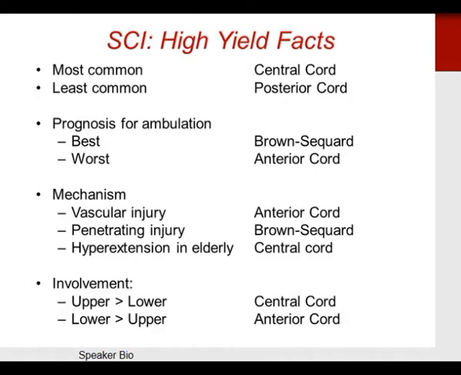If we think about it more in high-yield facts, we know that the most common injury is the central cord. The less common is the posterior cord. Remember that prognosis for ambulation is best with the Brown-Sequard cord. It's the worst with the anterior cord. If they give you a mechanism of vascular injury, think anterior cord. If they give you a penetrating injury such as a gunshot wound or stab, think Brown-Sequard cord. If they give you hyperextension in the elderly, think about central cord syndrome. If it's upper greater than lower involvement, it's central cord. If it's lower greater than upper involvement, it's anterior cord.